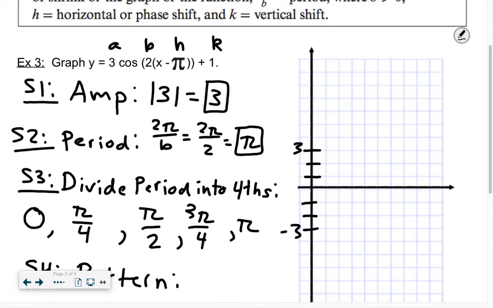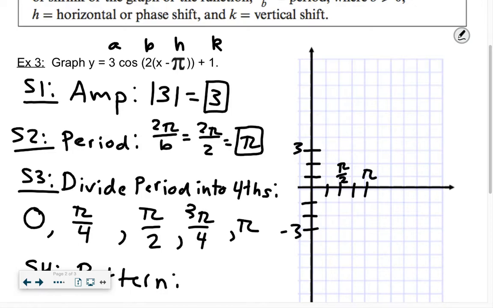And our scale here, well, pi is all the way out to the 4th one, so 1, 2, 3, and 4. And for this one, I'm actually going to shrink it down. I'm not going to skip a unit. You'll see why here in a little bit. But pi and pi over 2.